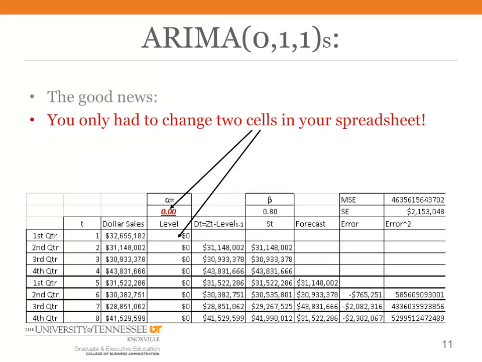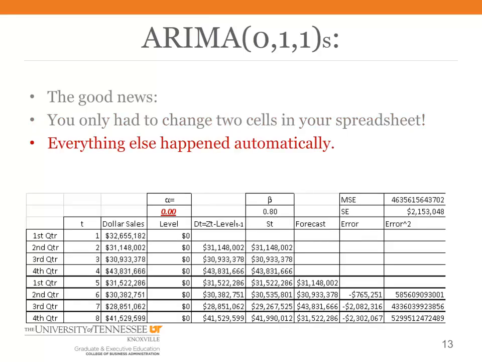Even though I talked about what was happening to the D sub t's and the S sub t's and the forecast and all of that, you only had to change those two cells, the value of alpha and that initial value of the level, and everything else happened automatically. You change two cells, and now you automatically have this new model. And now the only thing to do is to optimize beta, and you've got your model.